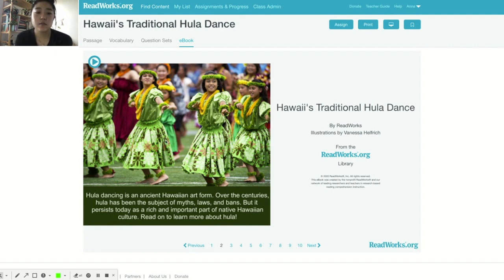So taking a look at this blurb: Hula dancing is an ancient Hawaiian art form. Over the centuries, hula has been the subject of myths, laws, and bans, but it persists today as a rich and important part of native Hawaiian culture. Read on to learn more about hula. So this is by Readworks, illustrations by Vanessa Helfrich.